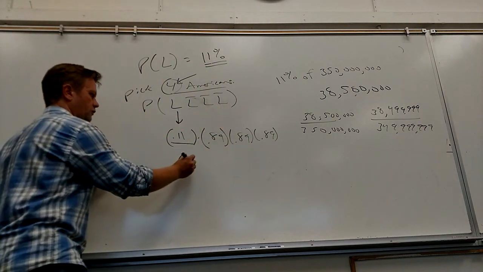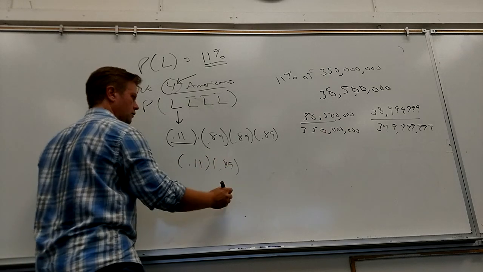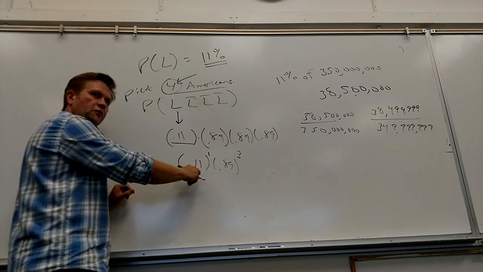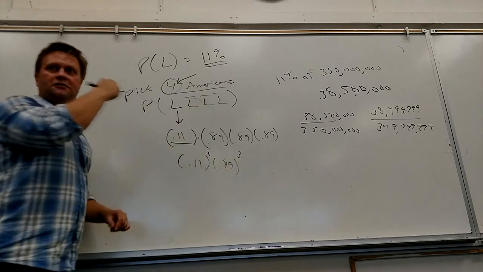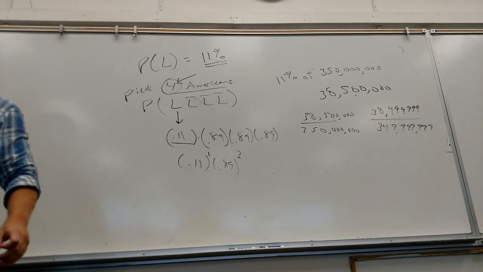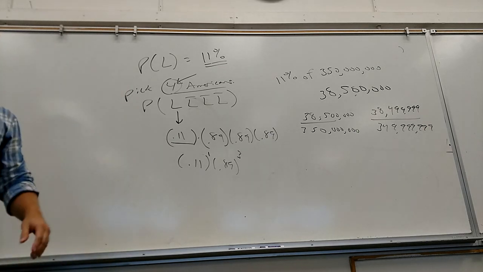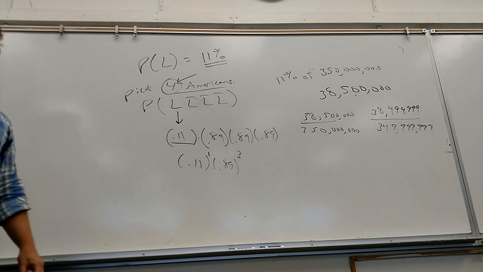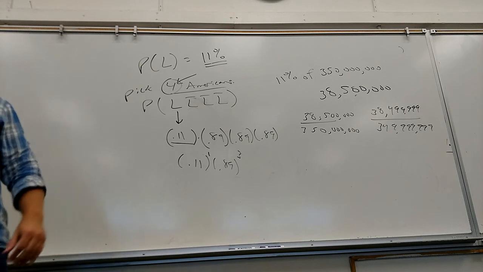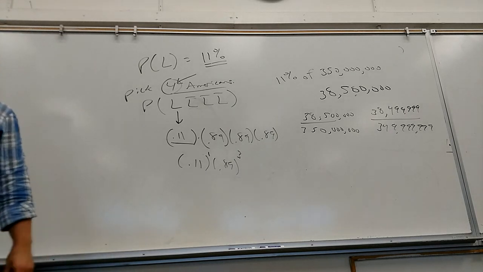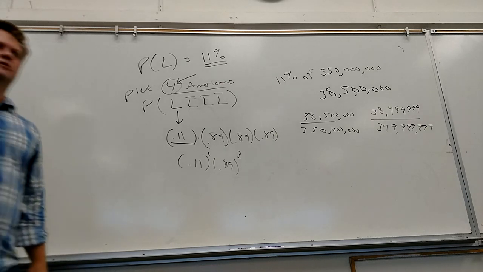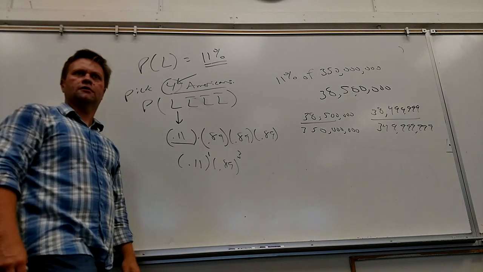In fact, there's a better way to write this. 0.11 times 0.89 to the... Why does this make sense? I got 1 left-handed person and 3 not. You can actually see it in the math. You can read it as a sentence. And then whatever that is. I don't know. Somebody help me with the calculator. 0.077.